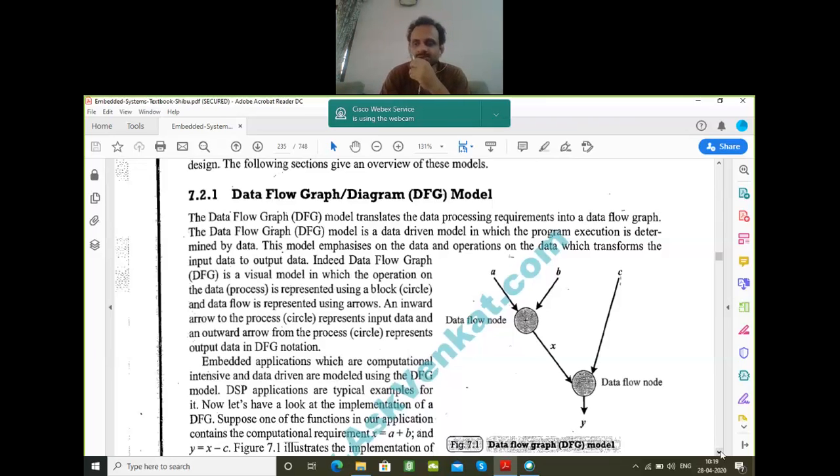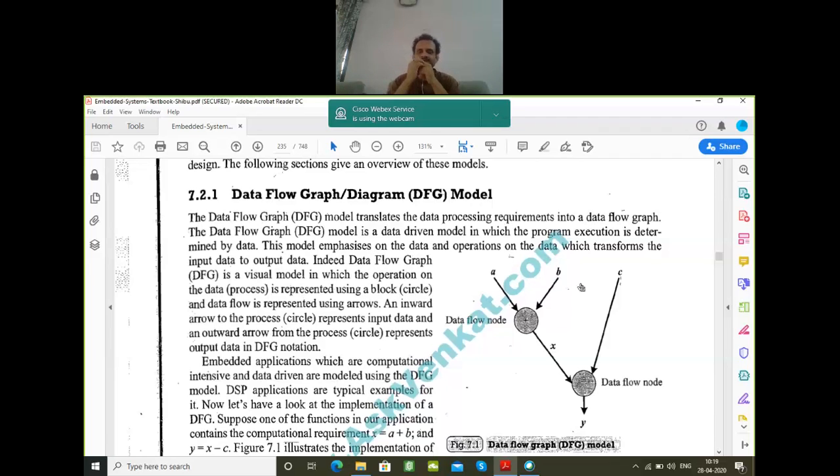In the data flow graph model, certain data processing requirements are there, and the requirement is that it should be in the form of data flow and in the form of a graph. Data flow means flow of data from input to output, and graph is the way of representing the flow. How the data flows is represented by a graph.